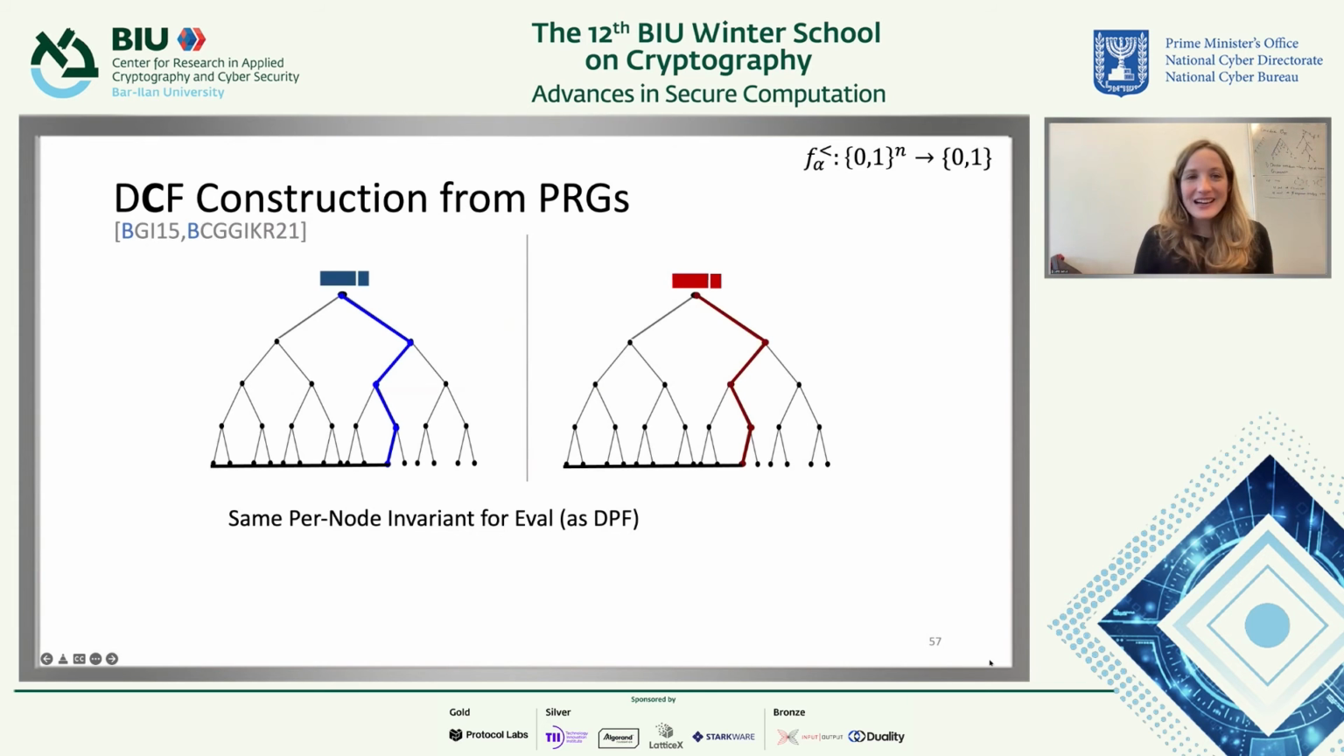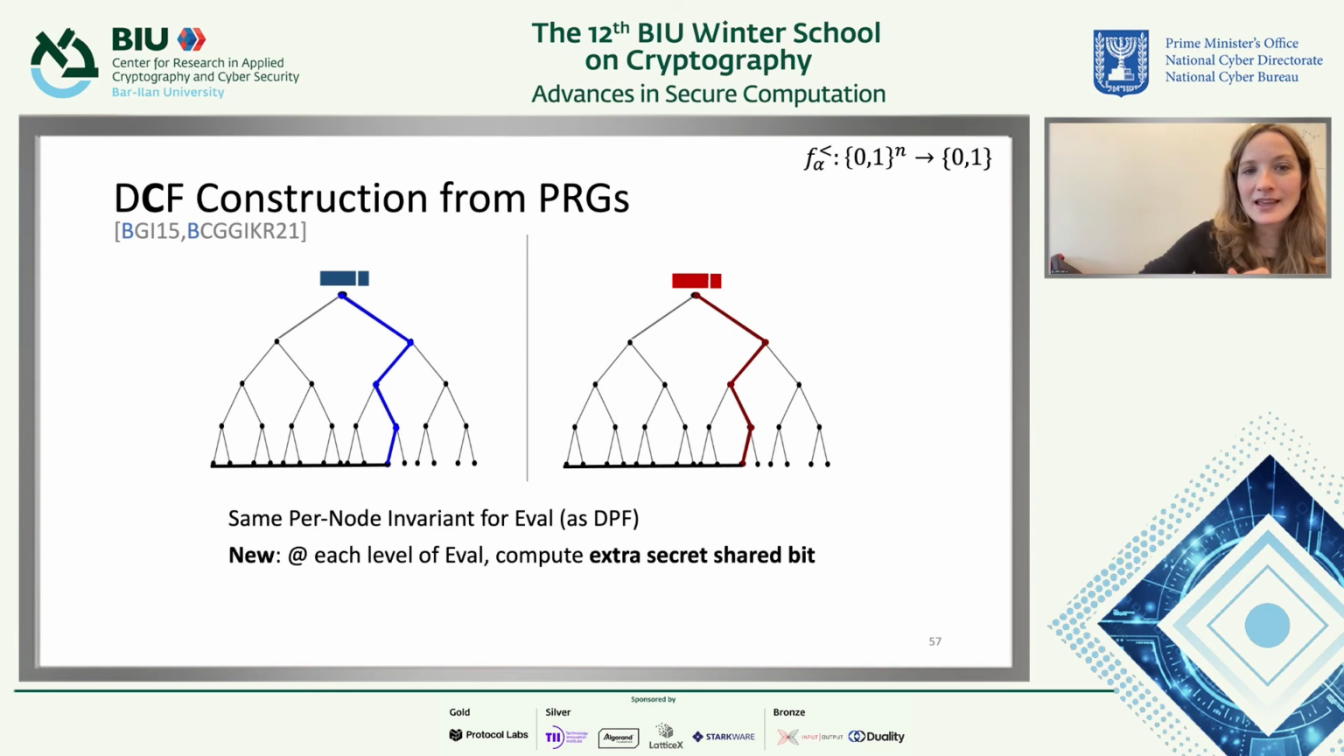Okay, so let me give you an idea of how you get this cheap overhead. Same picture from the DPF before. You've got, in fact, the same per-node invariants maintained. For every node, you have the secret sharing of some string and some bit. If you're off the path, the bit is different and the strings are different. If you're on the path, they're the same. Okay, this is the same as before.